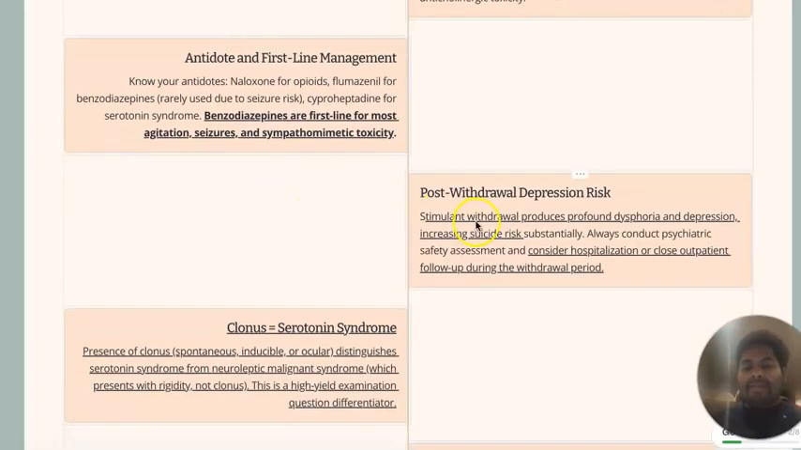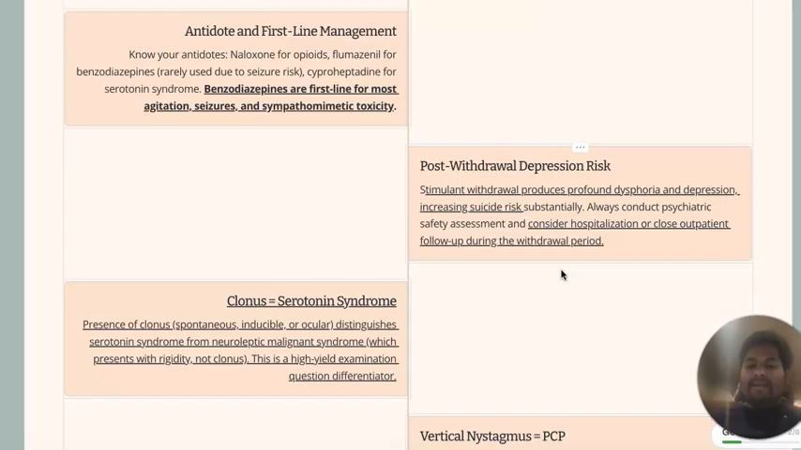Also, when the person has been taking stimulants and suddenly stops taking them, then he or she may develop withdrawal, and at that withdrawal, he or she may soon land up in depression and may have suicidal risks. So we will either do close monitoring and follow up, or better hospitalize the patient if the patient is under recent cessation of consumption of these sympathomimetic drugs.